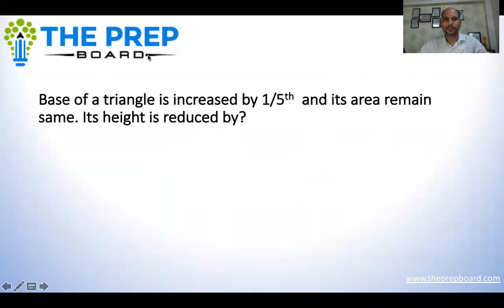Okay, next one. The base of a triangle is increased by 1/5, or you can say 20%, and its area remains the same. Its height is reduced by? So we understand clearly that the area of a triangle is equal to half into base into altitude, or you can say the height.